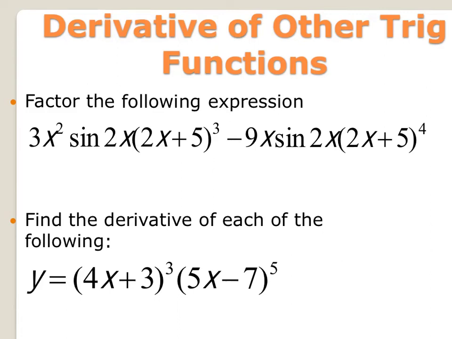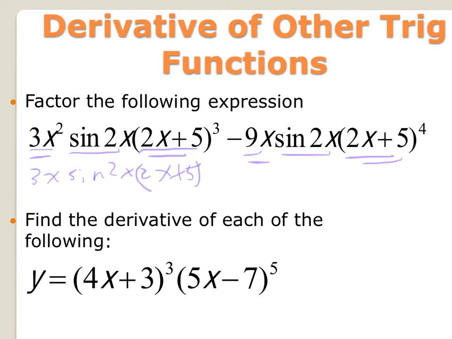Okay, let's practice again, trying to find the greatest common factor by simplifying these equations by putting in some parentheses. If I look here, I'm looking for what's common to both terms. So if I notice here 3x squared and 9x, what I can pull out of both of those is 3x. And when I see sine of 2x in both of them, that's obviously common because it occurs in both terms. And with 2x plus 5 to the third power and 2x plus 5 to the fourth power, I can pull out 2x plus 5 to the third power.